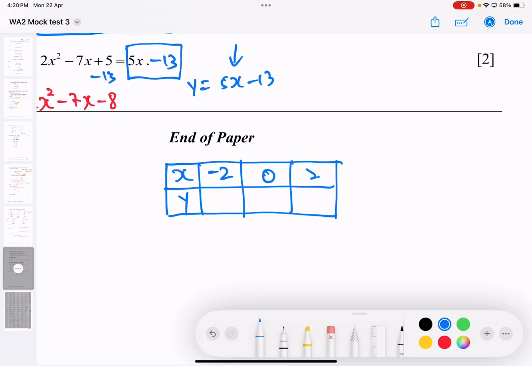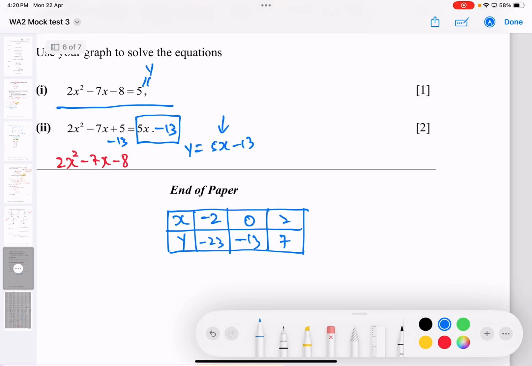5 times negative 2 minus 13 gives me negative 23. Negative 13. 5 times 2 minus 13 is 7. Plot these 3 points on the graph. Draw a straight line. Your solution is the points of intersection.